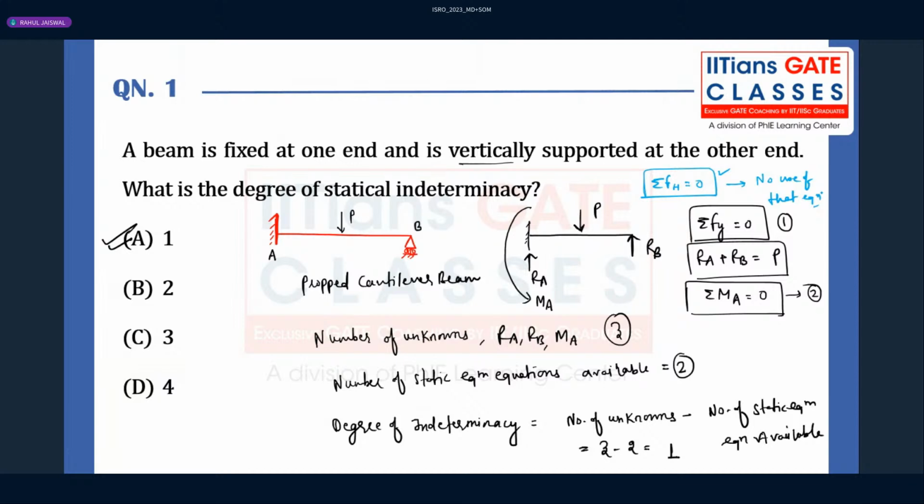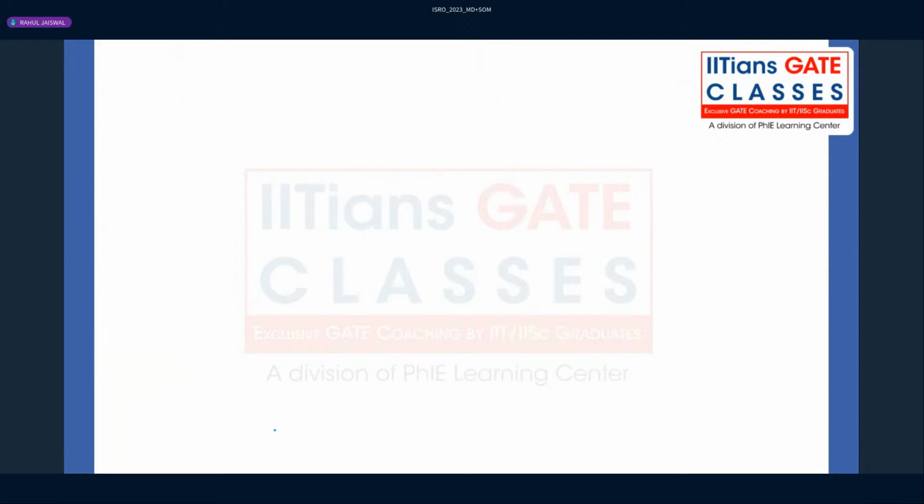So the number of useful static equilibrium equations which are available is only what? Two. Summation of forces in the y direction is zero, and summation of moments about point A or point B is zero, right? In those circumstances, the number of static equilibrium equations available is only two, and the number of unknowns is what? Three, right? If this question had been asked for a general loading case, then what would be the degree of statical indeterminacy?